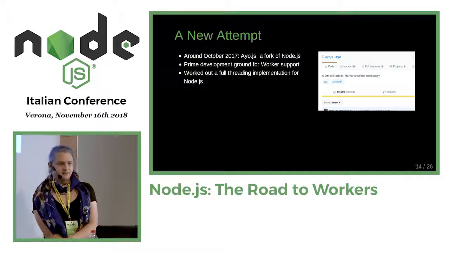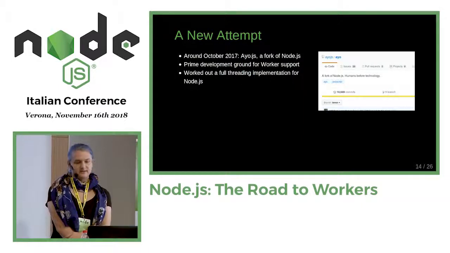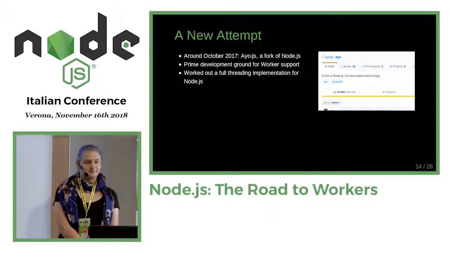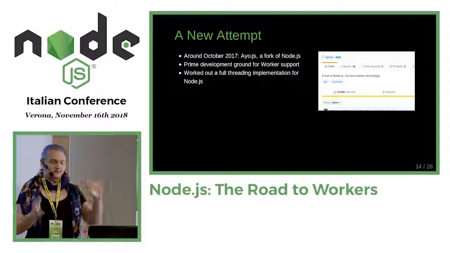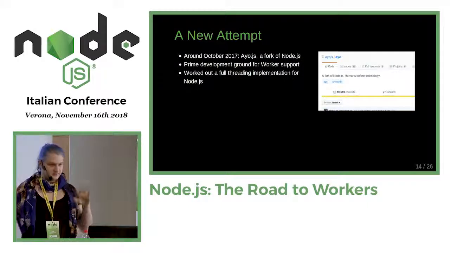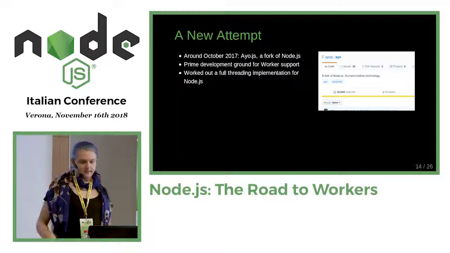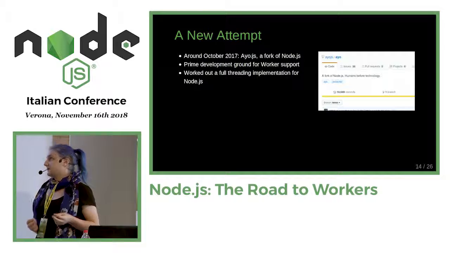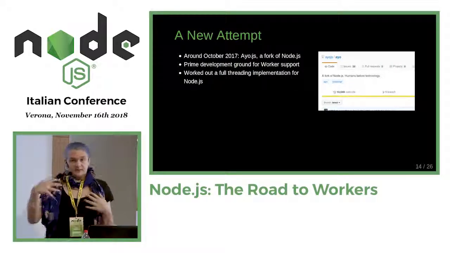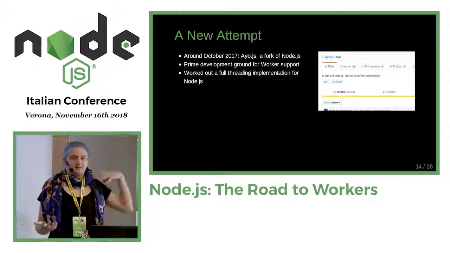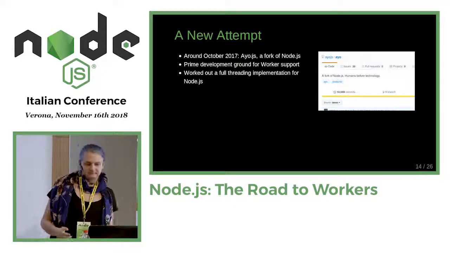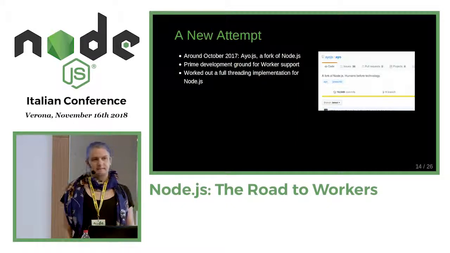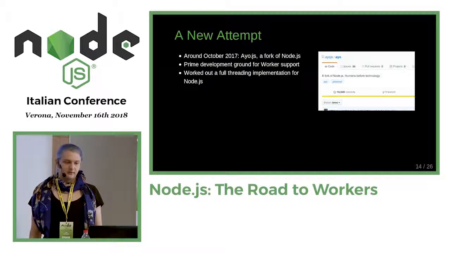So a little more than a year ago, there was a fork of Node.js called io.js, not IO, but io.js. That happened because people were unhappy with Node's leadership and a whole bunch of reasons. But the main thing is me and a couple other people started working on worker support in there because that was a feature that a lot of people requested and that never got to happen in Node Core itself. And so we actually worked out a full threading implementation for Node. And it worked at least on Linux and macOS.